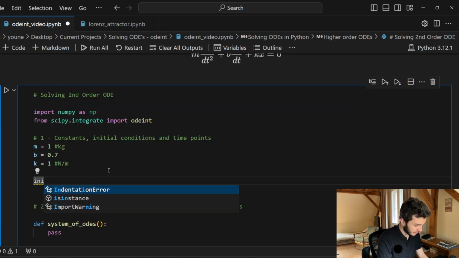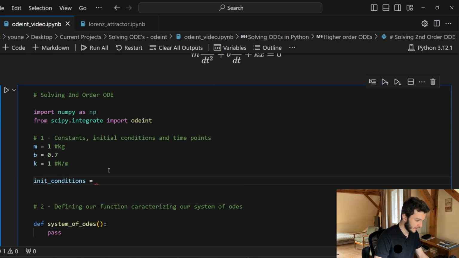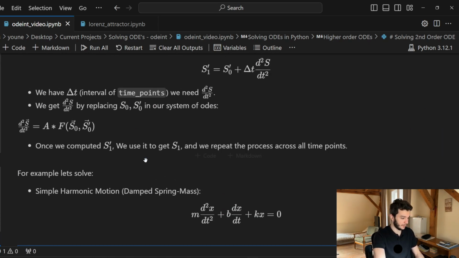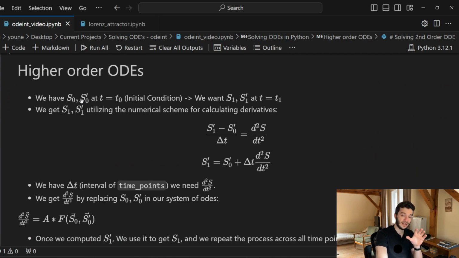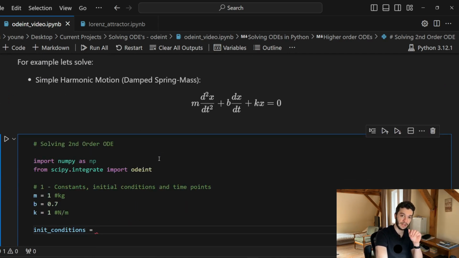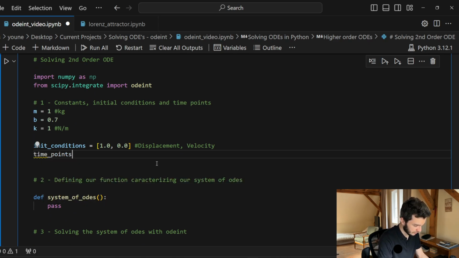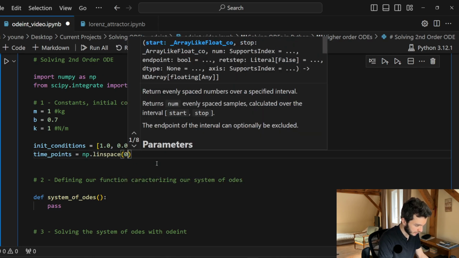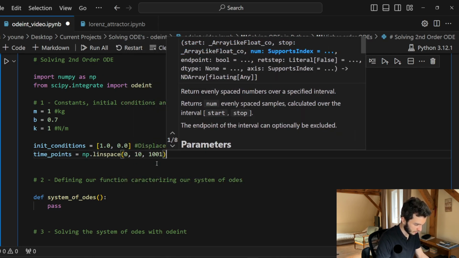Now let's call the initial condition. So call it initial. We have to have initial conditions on here S0 and S prime 0. So in a way on x0 and x prime 0. So this will be a vector of two elements. For example, this is x0. It is equal to 1 meter at t equals 0. And then x prime 0 or x dot 0 is the velocity at t equals 0. It is equal to 0. Then we can define the time points. So time points is equal to np.linspace between 0 and 10 across 1001 points.